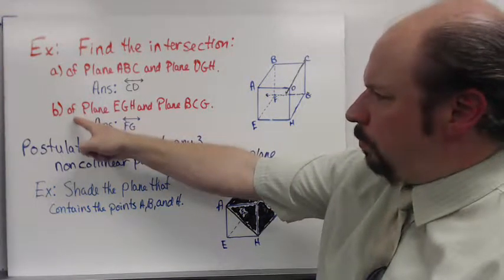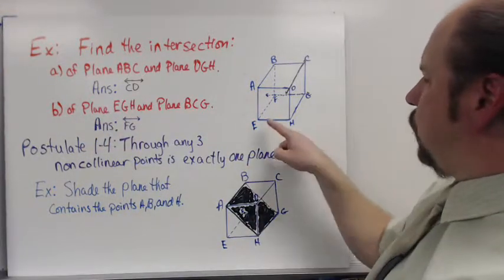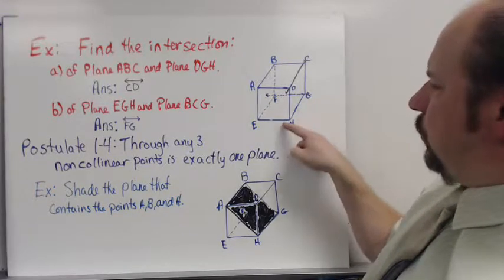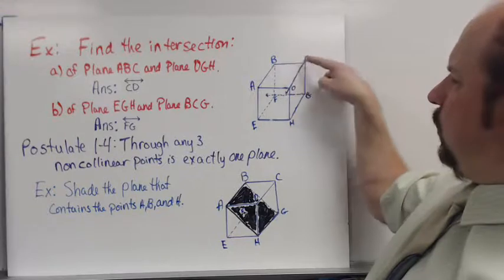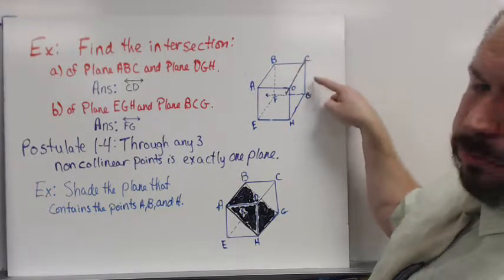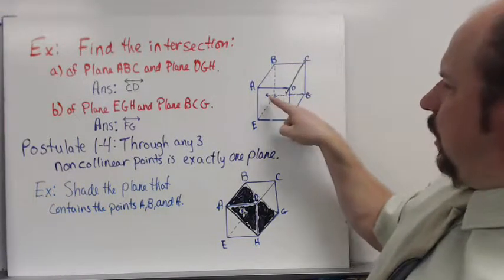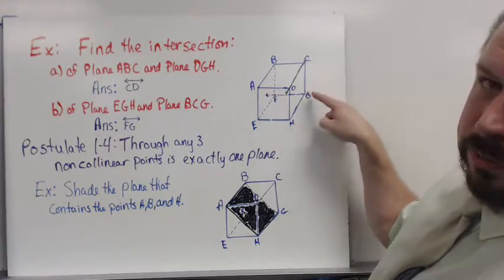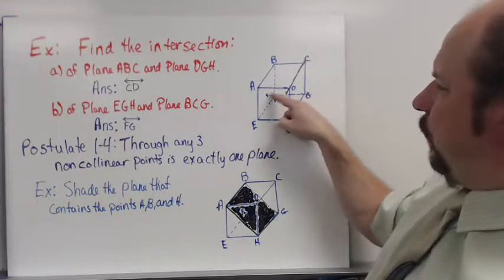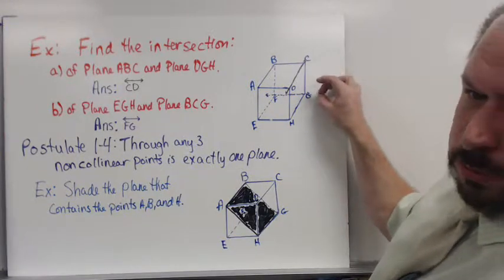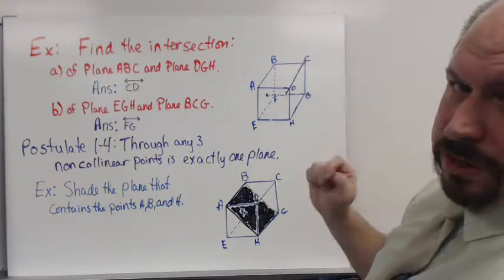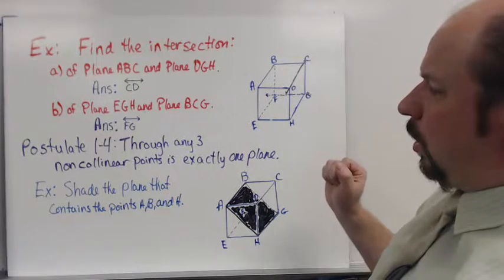The next example, B, is plane EGH. EGH is the bottom of our cube, and plane BCG is the back of our cube. Together they meet in line FG. The reason I have that line dashed is because it's at the back of the cube, so it's really not visible. So I put it as a dashed line instead of a solid line.